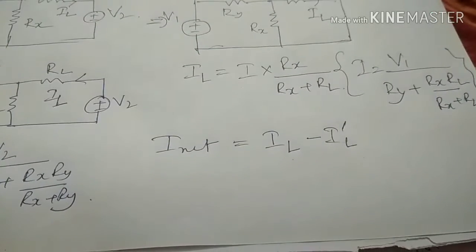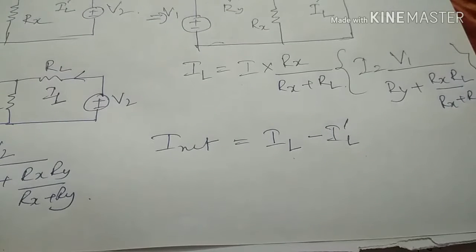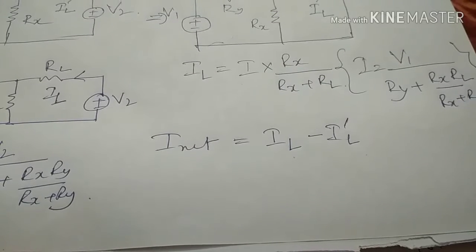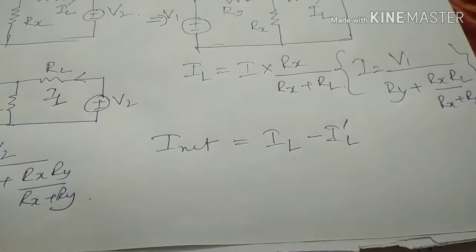In this way we calculate the current through the load resistance when various voltage sources or current sources are active in a circuit. So this is all for today, friends, about the superposition theorem.